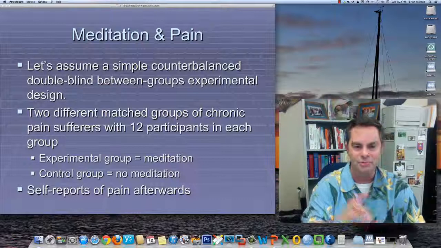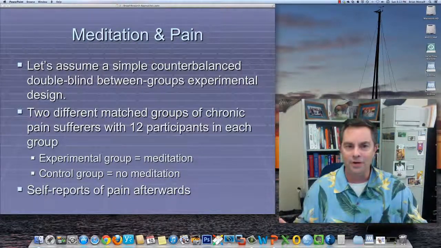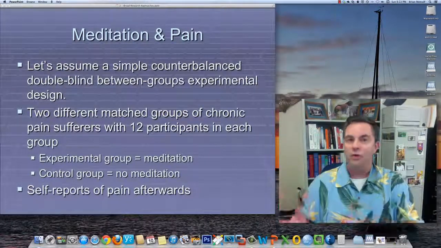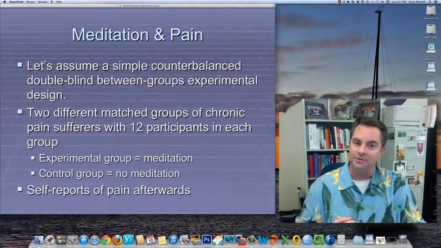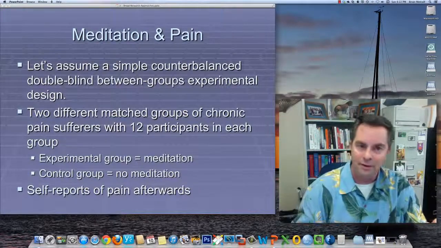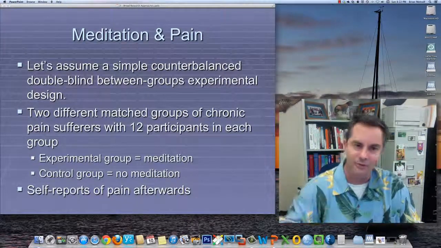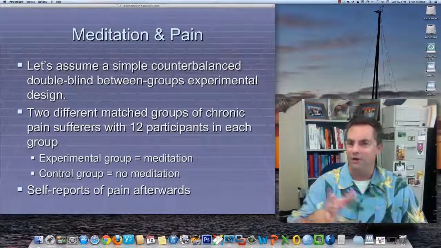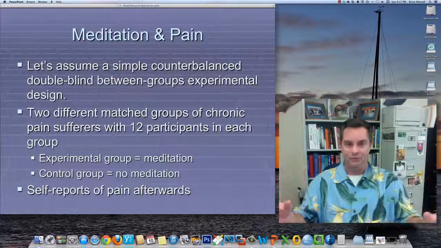Okay, I've identified two matched groups of chronic pain sufferers with 12 participants in each group, 24 different people, split into two groups of 12. Another way this could potentially be done is with half the number of participants: just have 12 participants and measure them both before and after a period of meditation, and compare how they are before versus after meditation. That's called a within groups design. And we would get 24 data points from 12 people instead of requiring 24 people to get 24 data points.